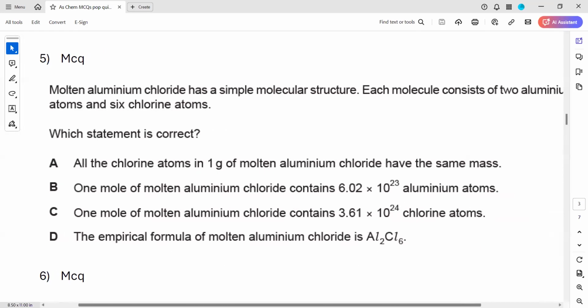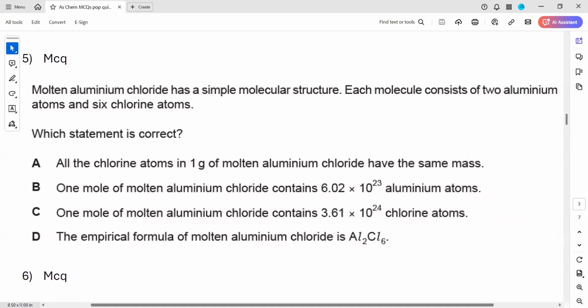Question 5. Molten aluminium chloride has a simple molecular structure. Each molecule consists of 2 aluminium and 6 chlorine atoms. If you draw the structure of aluminium chloride, remember that there's dative bonding, and chlorine atoms are there.